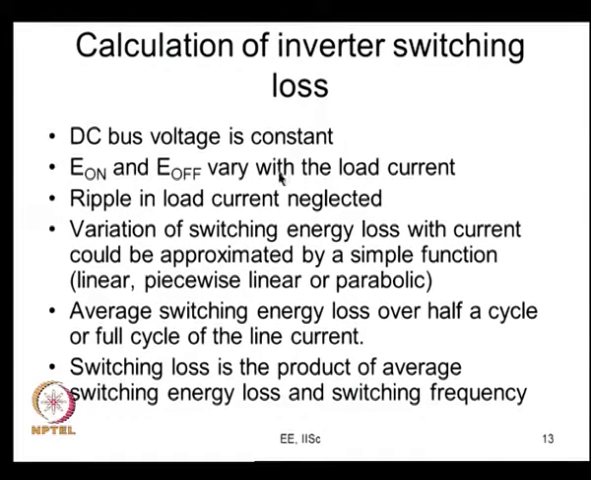Now, let us say those E on and E off are available. How do you go about calculating the inverter switching loss? One assumption we normally make is that the DC bus voltage is constant. You have an inverter being switched from some DC voltage, and it is applying some AC voltage on a load, let us say a motor, something like an induction motor. Actually, the DC bus voltage will vary over a line cycle, there will be some ripple on that, there could be some 300 hertz ripple, 150 hertz ripple, whatever. But one simplifying assumption we make, which is reasonable, is that the DC bus voltage is constant, and whatever variation is there in the DC bus voltage we are ignoring.